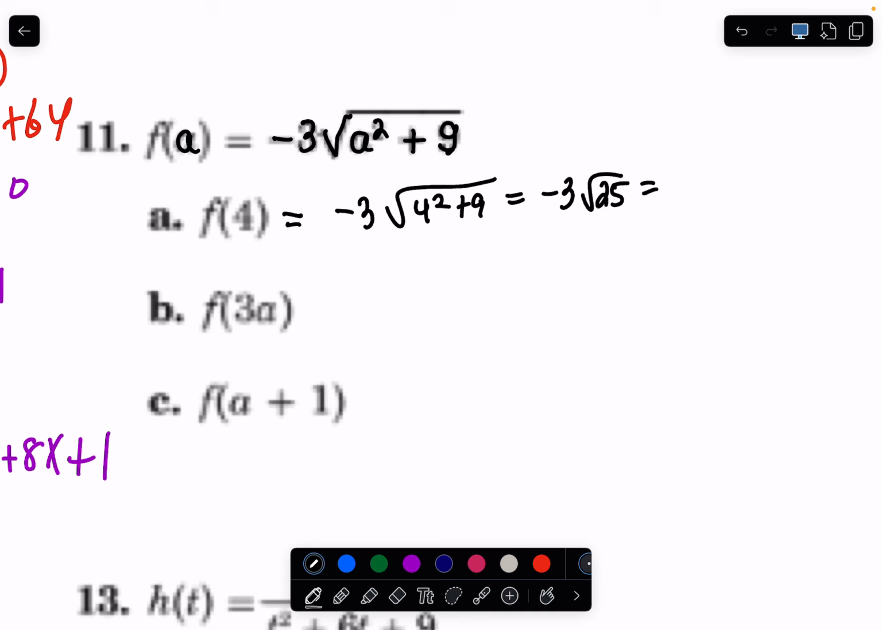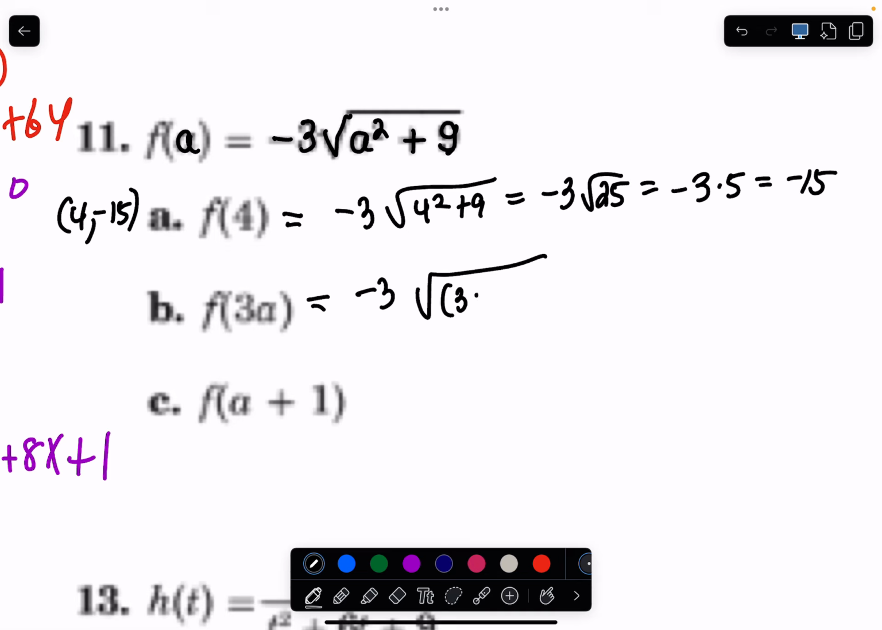Now the 3a and the a plus 1, you're going to find we can't do a lot. We can do a little bit of simplification, not a lot. So we get negative 3 times the square root of (3a) squared, put it in parentheses, plus 9. Again, we cannot do much. It would be negative 3 times the square root of 9a squared plus 9.